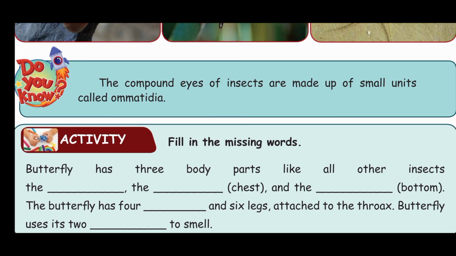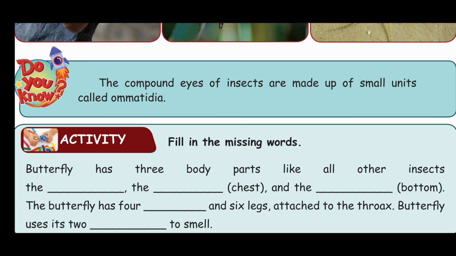Let us see, do you know? The compound eyes of insects are made up of small units called ommatidia. Okay, they are small units. Next, let us see the activity.